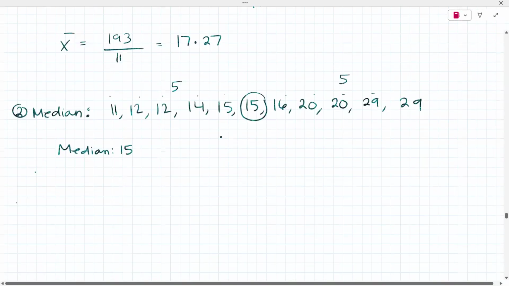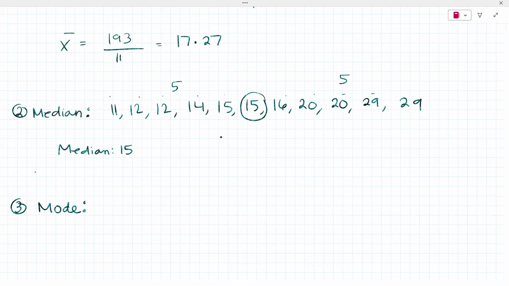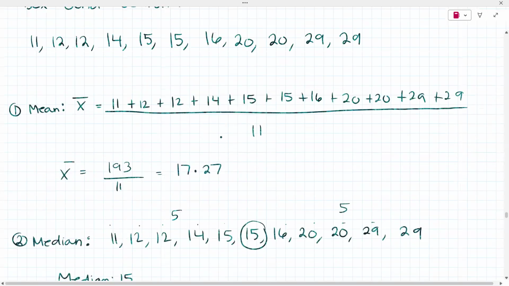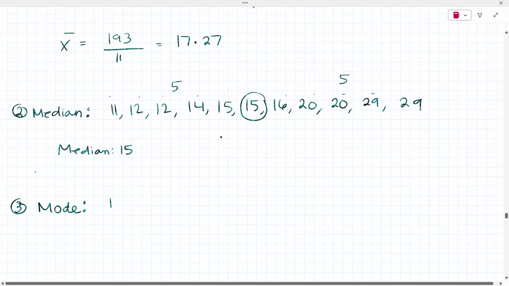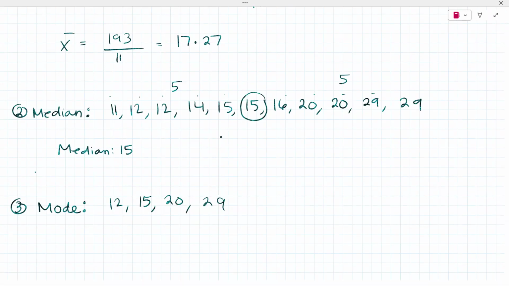Okay, step 3 on the mode. The mode is the number that occurs most often. We have several numbers that occur most often, so the mode could be 12, 15, 20, and 29. Okay, so we found the mean, median, and mode of the data. Now we're going to make a frequency distribution table.